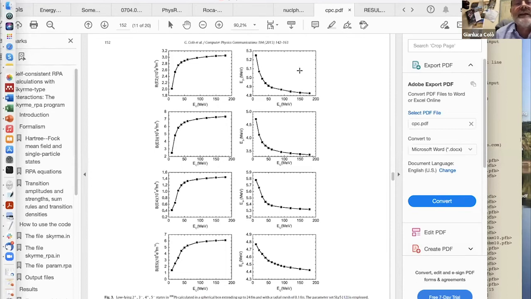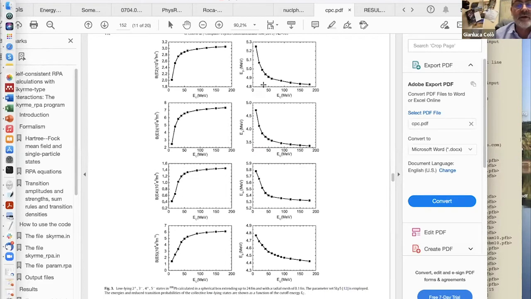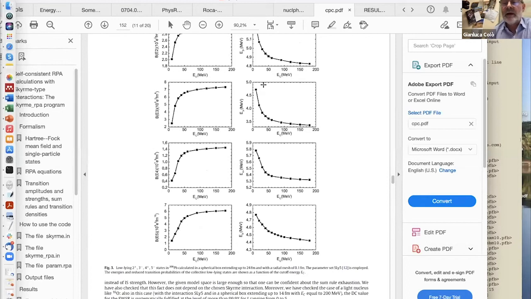And as you see by comparing the left and right plots, the convergence of the transition probability is more delicate than the convergence of the energy. But this plot should convince you that there is a regime in which the calculation is converged. Okay? So this is to comment on your point about the convergence.